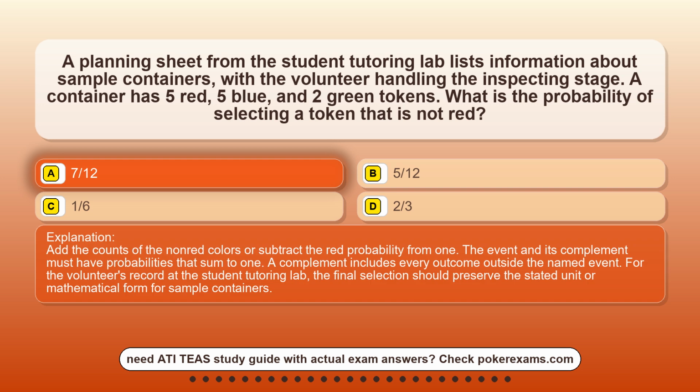Add the counts of the non-red colors or subtract the red probability from 1. The event and its complement must have probabilities that sum to 1. A complement includes every outcome outside the named event. For the volunteer's record at the student tutoring lab, the final selection should preserve the stated unit or mathematical form for sample containers.